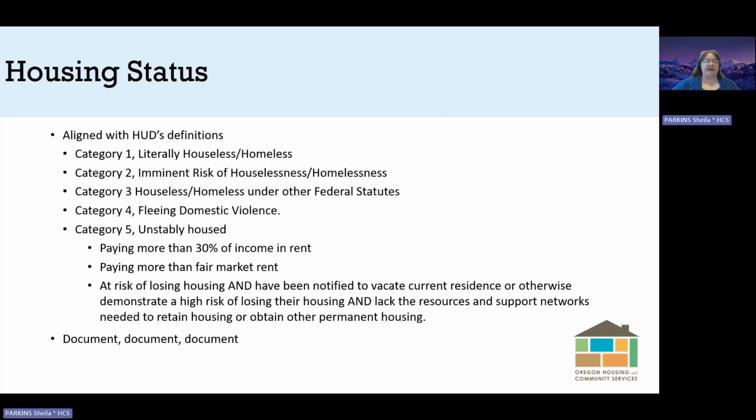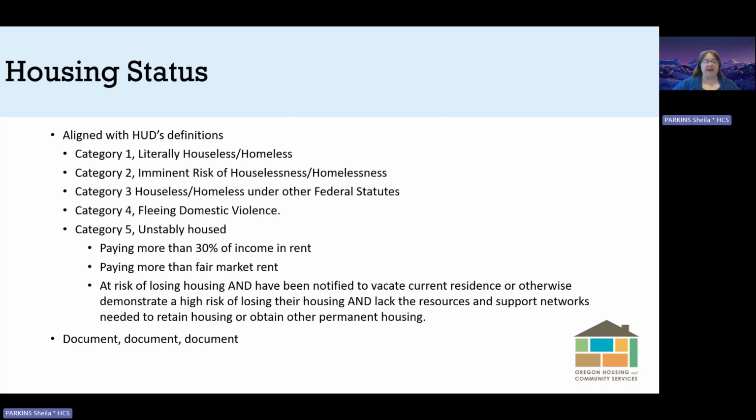Housing status is aligned with HUD's definition for Category 1, literally houseless, Category 2, imminent risk of houselessness, Category 3, houseless under other federal statutes, and Category 4, fleeing domestic violence. The terms homeless and houseless are interchangeable.